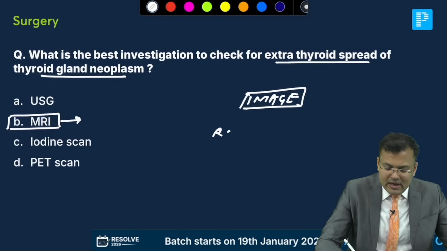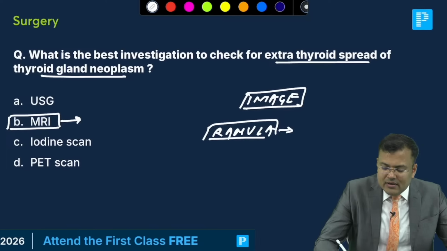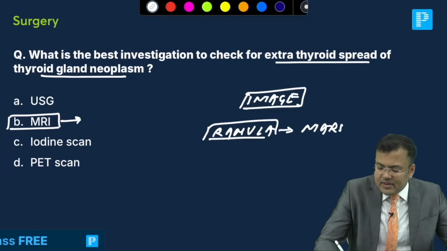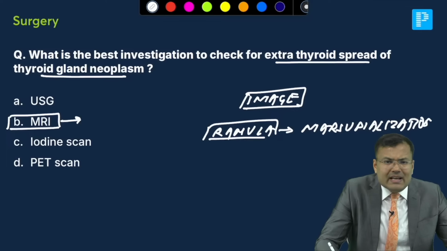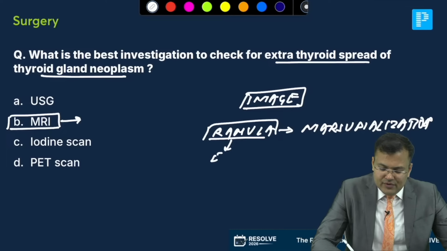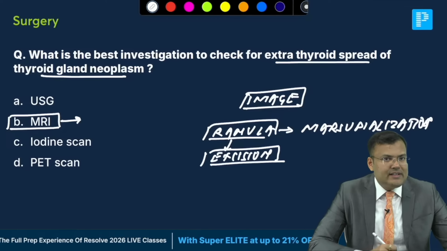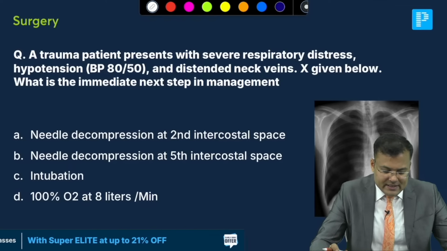Whenever there is ranula, what is the treatment guys? In cases of ranula, we go for marsupialization. And if the patient has recurrence after marsupialization, in that case we go for excision. Recurrence, then we go for excision. Easy. Next question, very very easy.